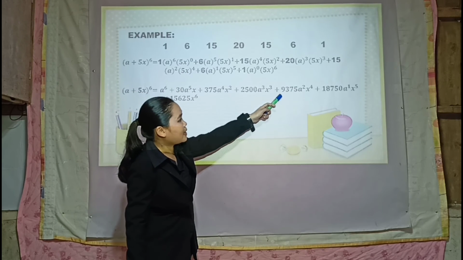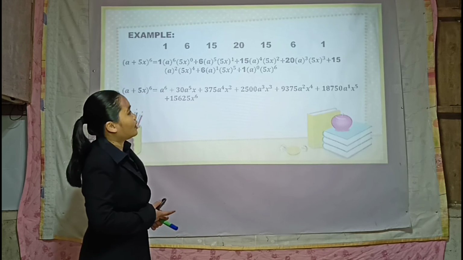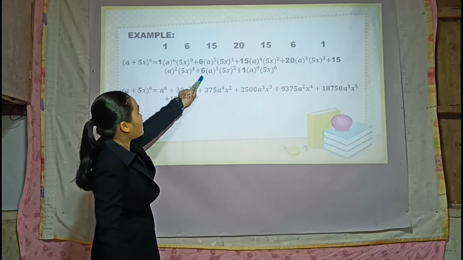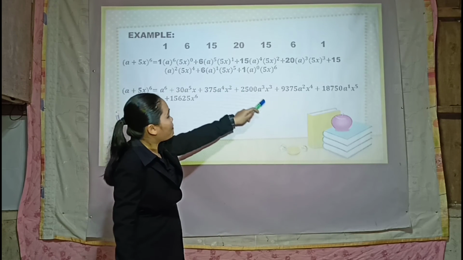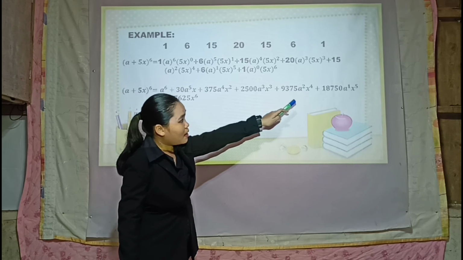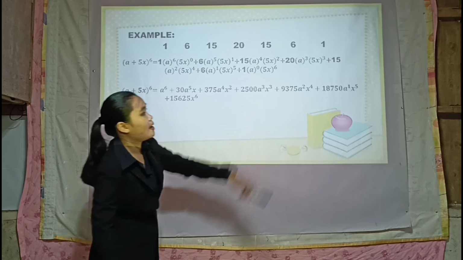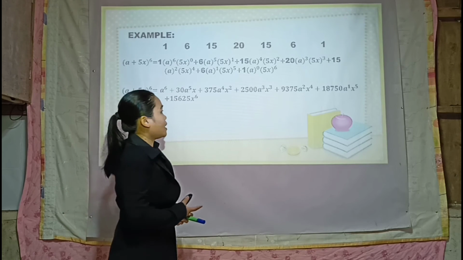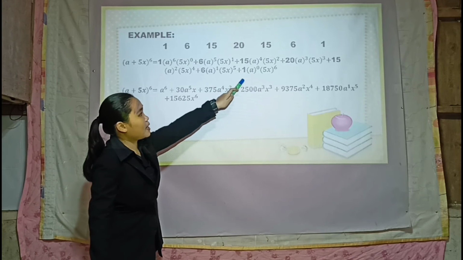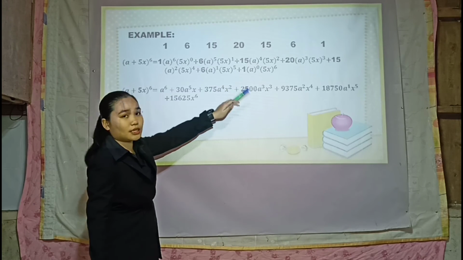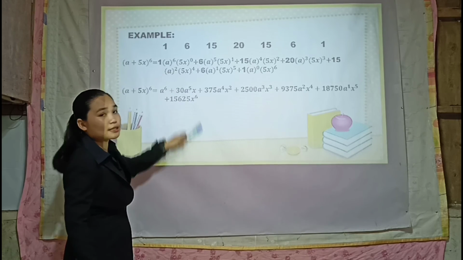The answer is 9375a squared x raised to 4 plus the product of 6 times a raised to 1 times 5x raised to 5. The answer is 18,750a raised to 1 and x raised to 5. So, plus the product of 1 times a raised to 0 times 5x raised to 6. The answer is 15,625x raised to 6.